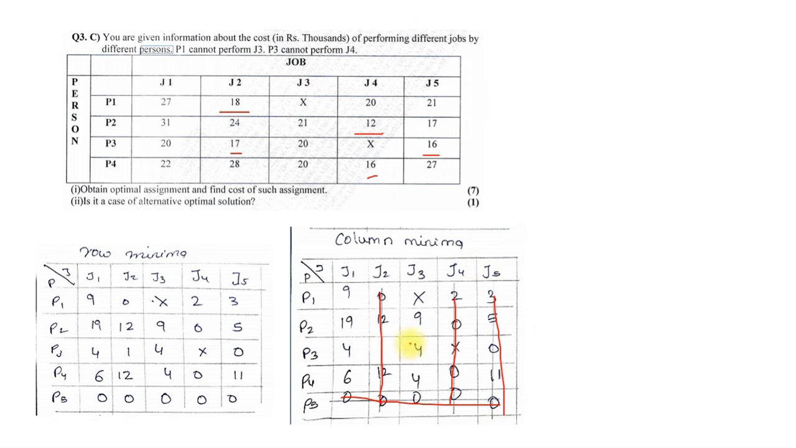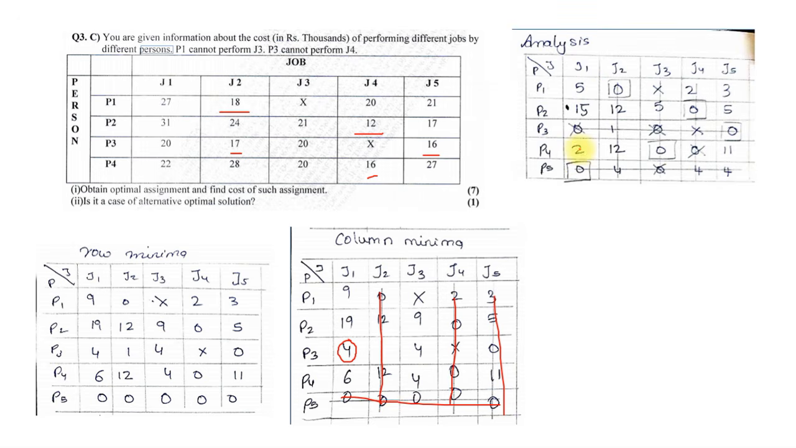In order to make it optimal, the rule is: from the uncrossed values, find the lowest value. 4 is the lowest value. So all uncrossed values minus 4, and wherever lines intersected, there it will get added. So a new table will look something like this. This 9 became 5, 19 became 15, 4 became 0, and where there were intersections, they got added with 4.